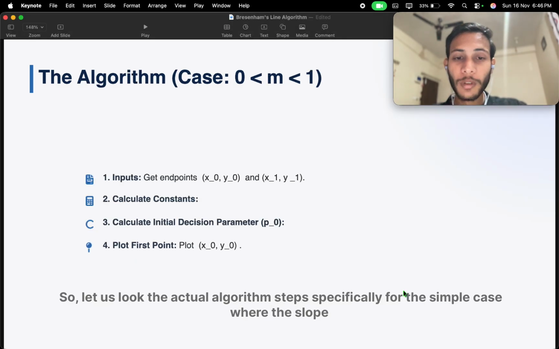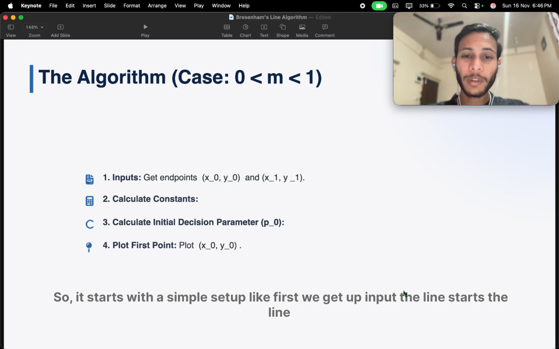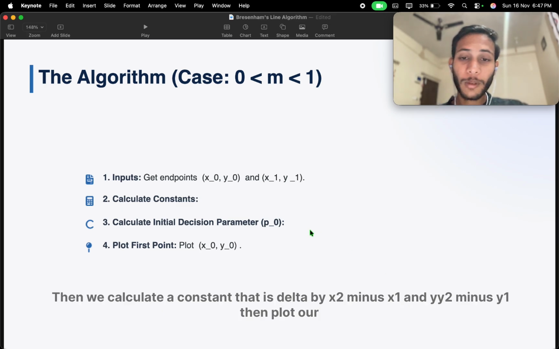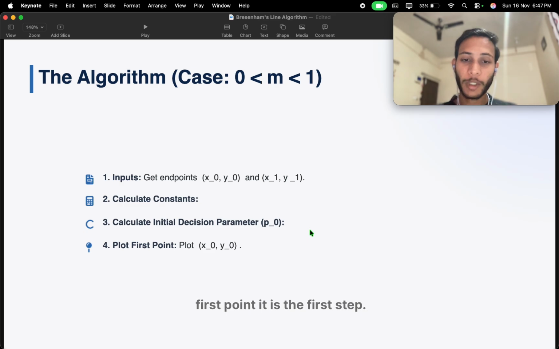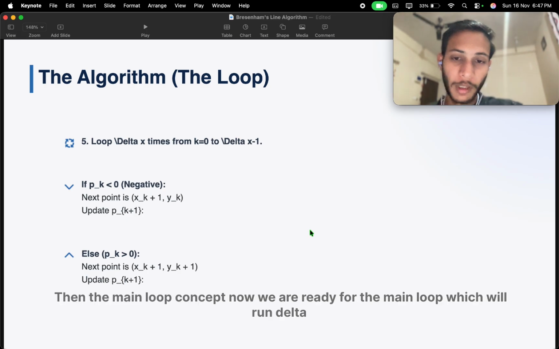So moving forward, let's look at the actual algorithm steps, specifically for the simple case where the slope is positive and less than 1. It starts with a simple setup. First we get our input: the line start and end points, which are x0, y0 and x1, y1. Then we calculate our constants, delta x as x1 minus x0 and delta y as y1 minus y0. Then we plot our first point. That's the first step.